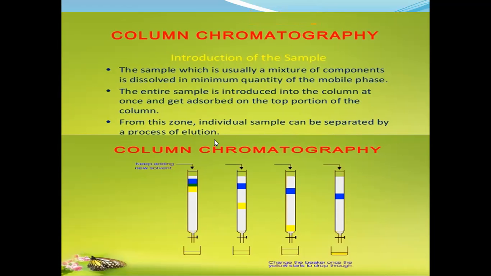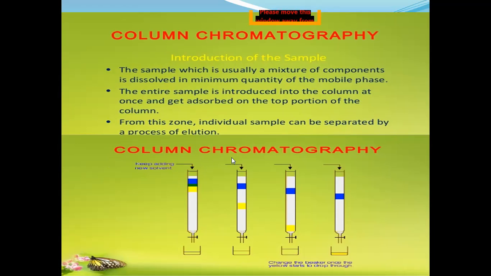Now after we introduce the sample, after some time we still have to bring in the mobile phase. Without introducing the mobile phase, once we introduce the sample solution onto the stationary phase, what happens? The component which has more affinity will be absorbed strongly by the adsorbent, and the component which has less affinity toward the adsorbent will diffuse or travel some distance. So this is the first step.